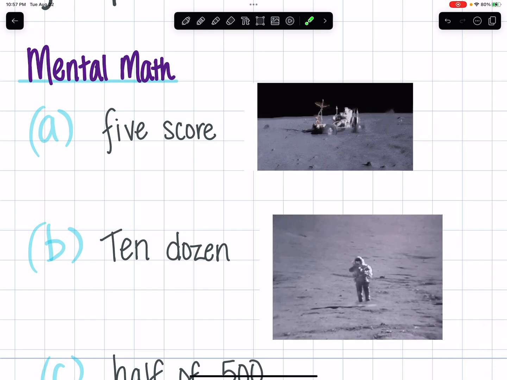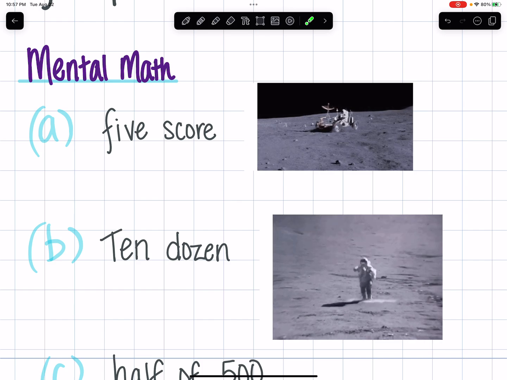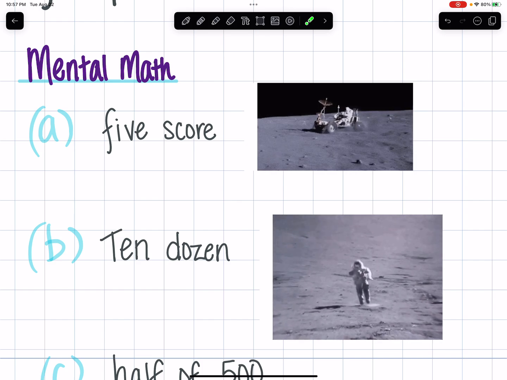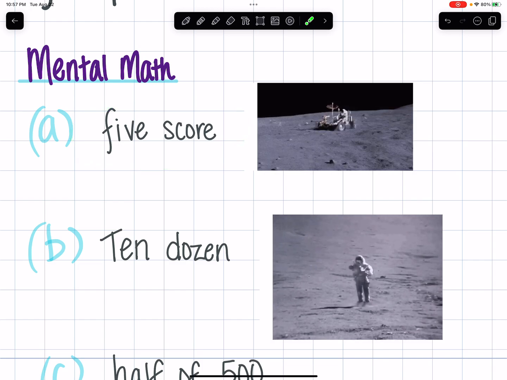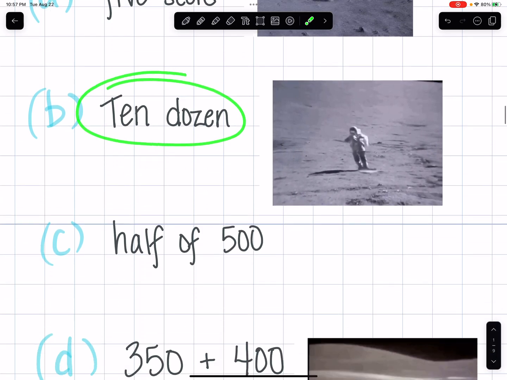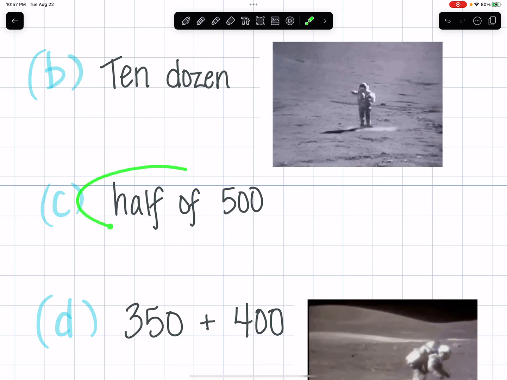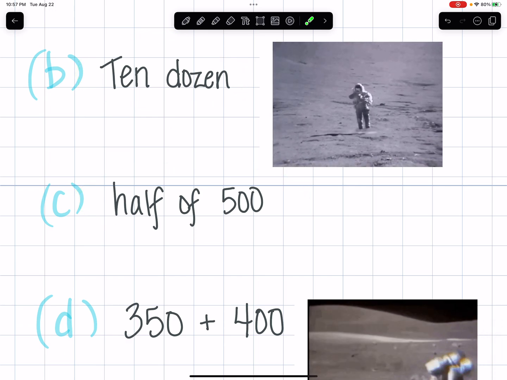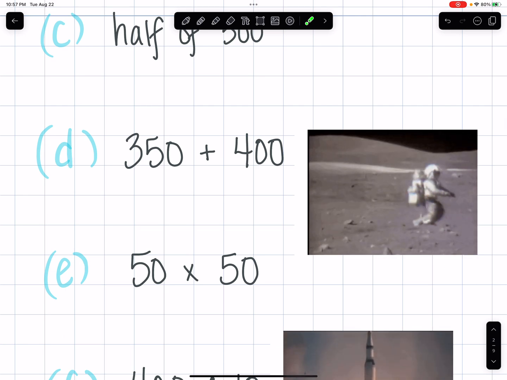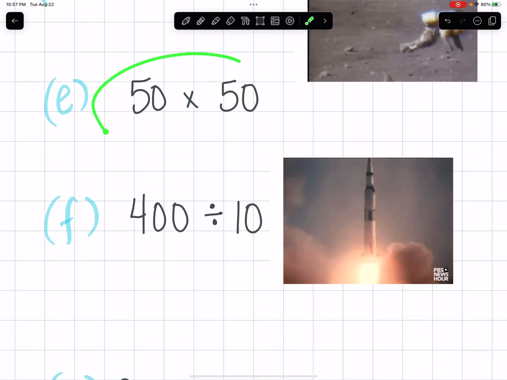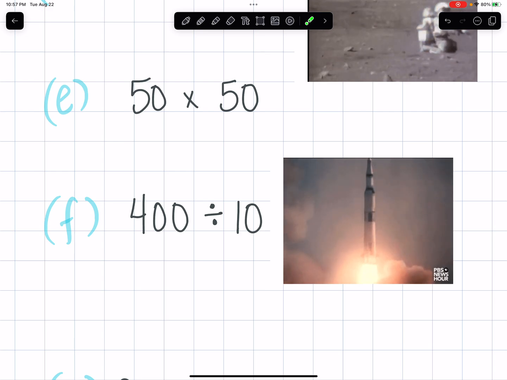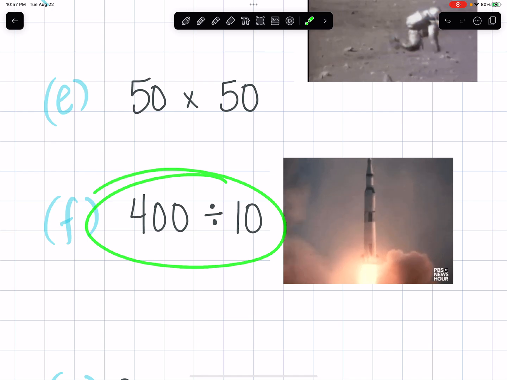So do all of these in your head, and I gave you some wonderful astronaut pictures so that you can sort of relax and get these done in your head, okay? The first one is 5 score. The next one is 10 dozen. Then do half of 500. Okay, problem D, 350 plus 400. The next one is 50 times 50. And F is going to be 400 divided by 10.